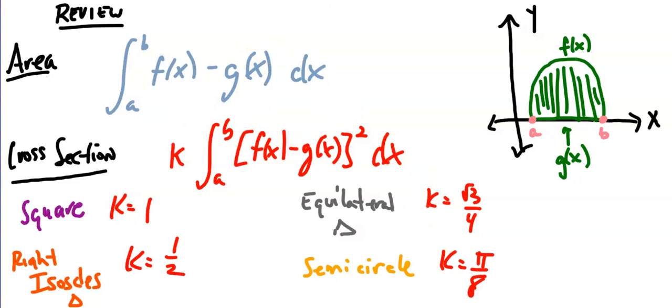So if I asked you guys to find the cross section of this picture, and I wanted you to use semicircles, then you would literally put a pi/8 and then the integral from a to b of f of x minus g of x, quantity squared. So that is pretty straightforward when it comes to simply area and cross sections. Just be careful that for cross sections, you will subtract, but you will then square the quantity. For area, there's no squaring, it's straightforward.